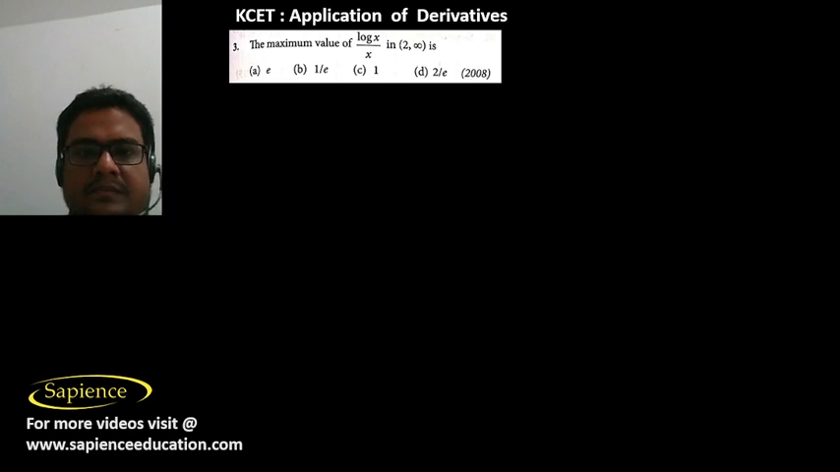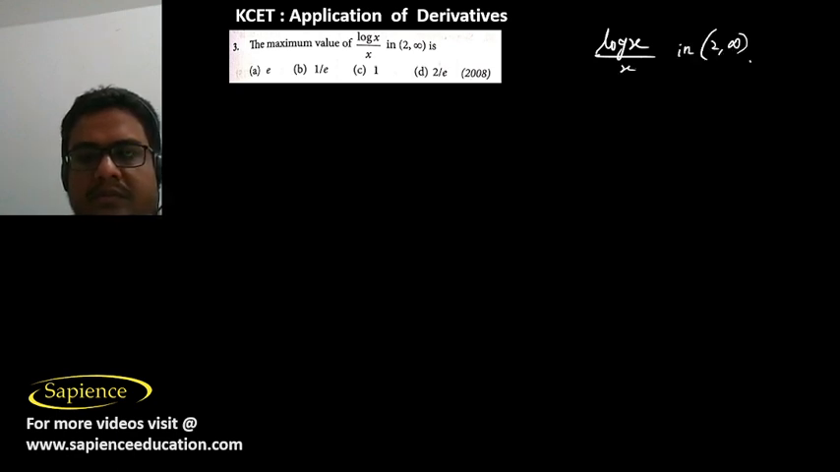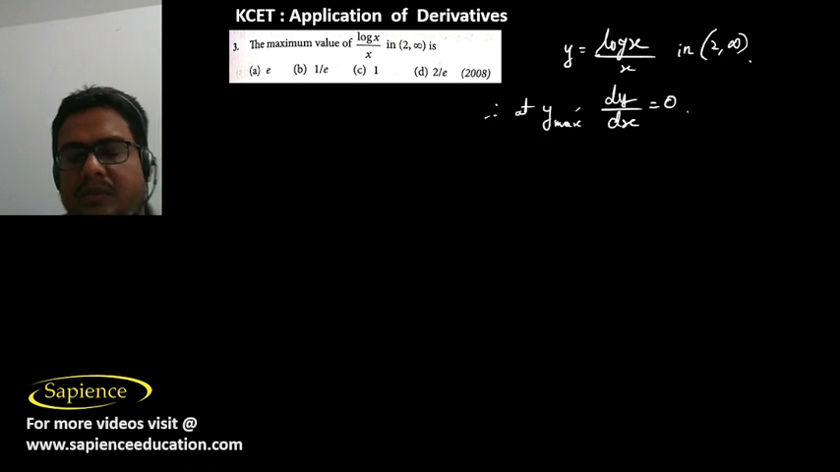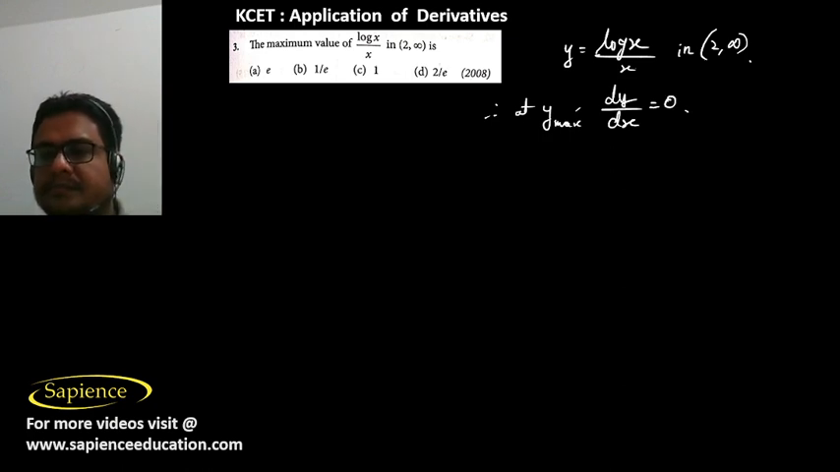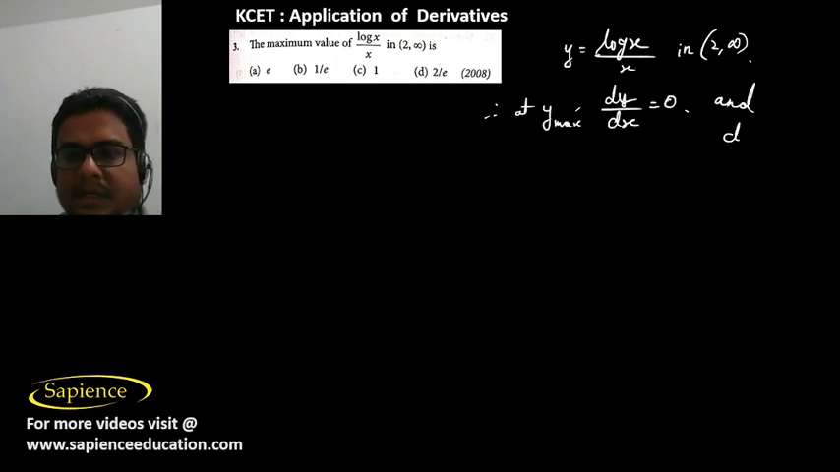Then, to find the maximum value of log x by x. Let y equal log x by x. At some value of x, dy by dx should be equal to 0 and d square y by dx square should be less than 0.